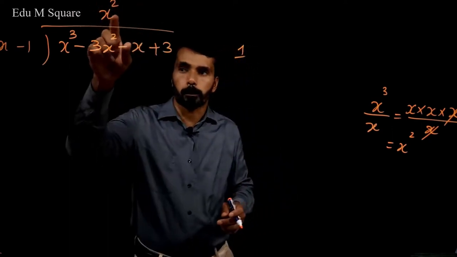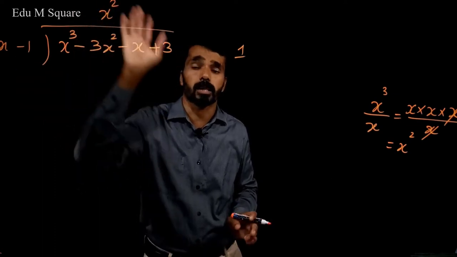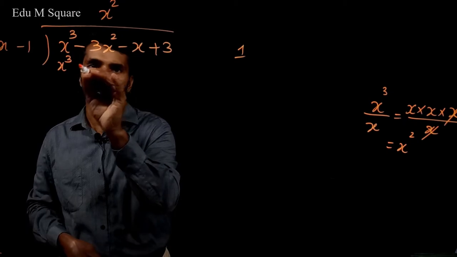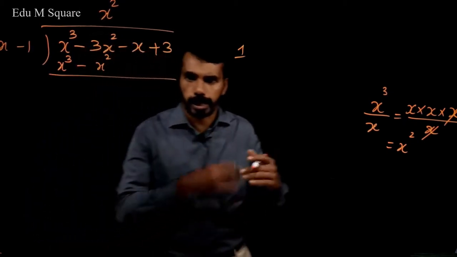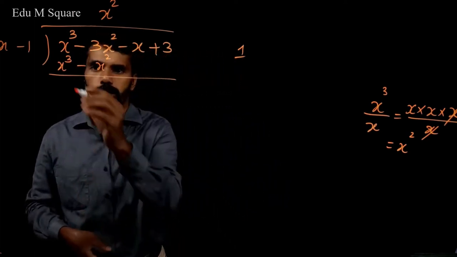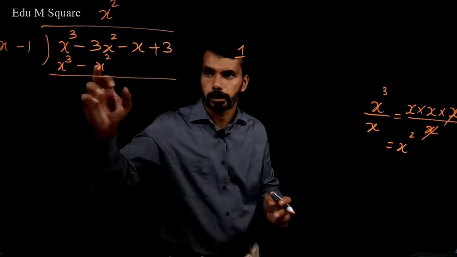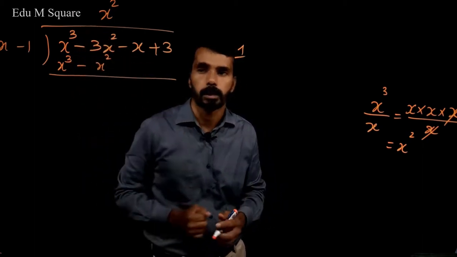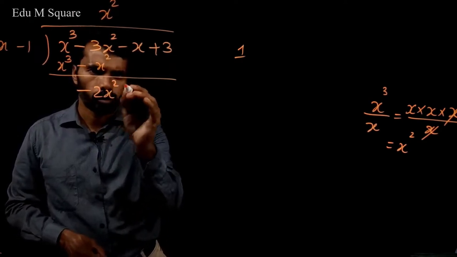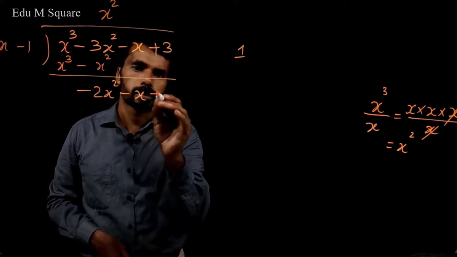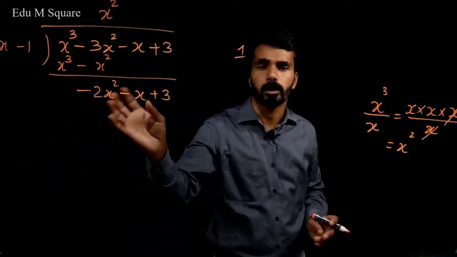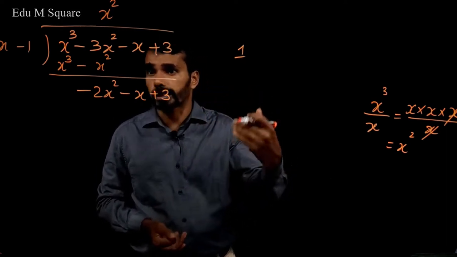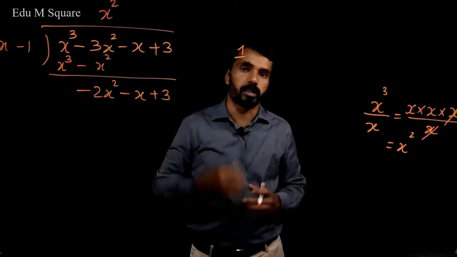Then next we multiply each term of the divisor by this first term of the quotient, x square. So x square into x is equal to x cube, then x square into minus 1 is equal to minus x square. Then next we subtract. So x cube minus x cube is equal to 0. Now minus 3x square minus x square, minus becomes plus, so this becomes minus 3x square plus x square, that is minus 2x square. Then minus x plus 3. So minus 2x square minus x plus 3 is the remainder there.